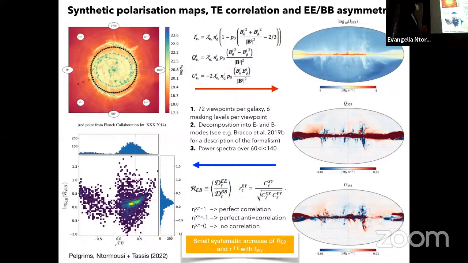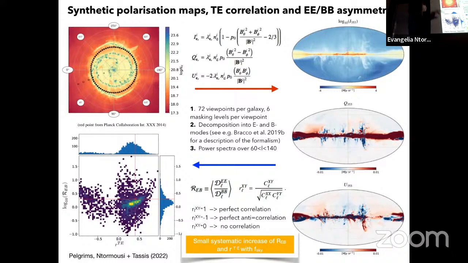So what did we do? We took these first models that I showed you with the imposed arms, and we placed an observer all around the disk at a distance of 8 kiloparsecs from the center to imitate sort of our position in the galaxy. And here I show you the total column density of the gas, and some indicative positions of the observers shown as triangles. So we had 72 viewpoints per galaxy.